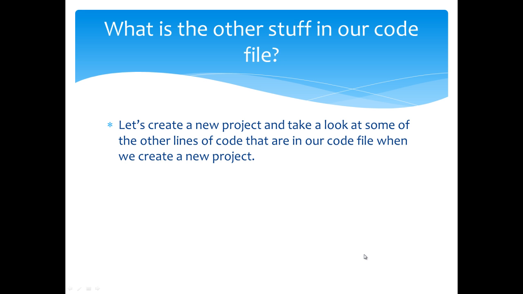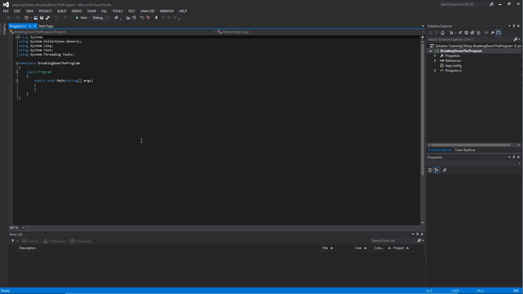Alright, so the next thing we're going to talk about here is we're going to take a look at some of the other stuff that's in our code file. Let's go ahead and create a new project. Take a look at some of those other lines of code that you have seen that we haven't talked about yet. So let's go back to our environment here. I created a new project just called Breaking Down the Program.